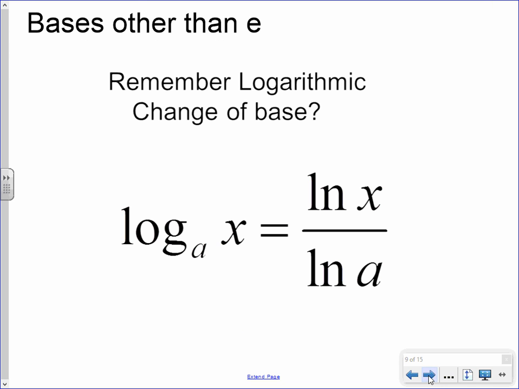All right, so our change of base formula, we took the log of x divided by the log of a, right? And it doesn't matter if you use log, natural log, whatever base it is, this was the change of base formula. We are going to use the change of base formula to figure out what our derivative is for a log of base a. Are you ready?